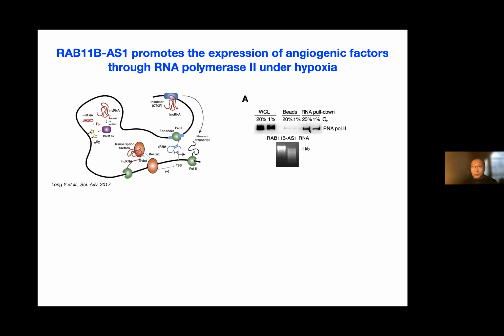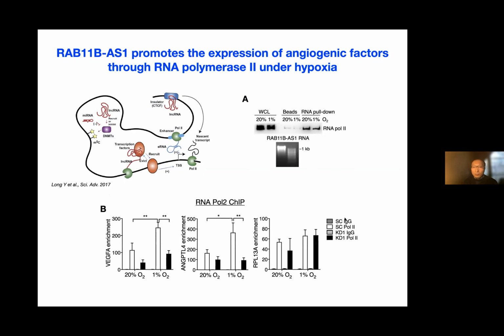By an RNA pull-down assay, we found RAB11B-AS1 can pull down RNA Pol II, and again, this interaction was independent of oxygen levels. When we knock down RAB11B-AS1, RNA Pol II binding to these angiogenic factors was reduced, suggesting RAB11B-AS1 can recruit RNA Pol II to control angiogenic factor expression in breast cancer cells.